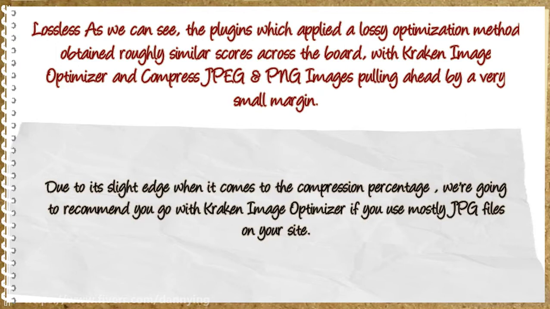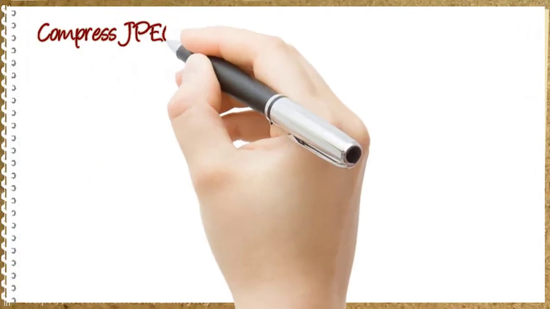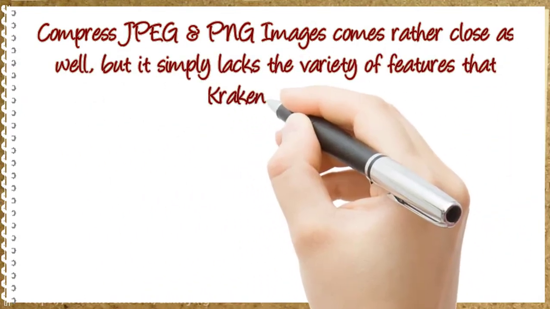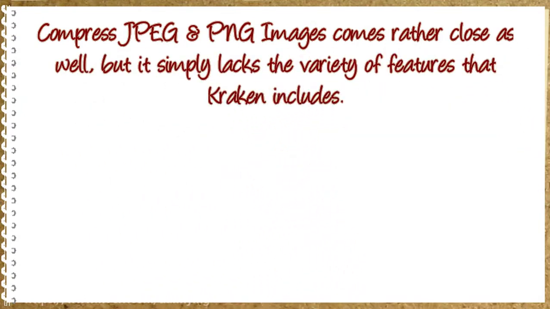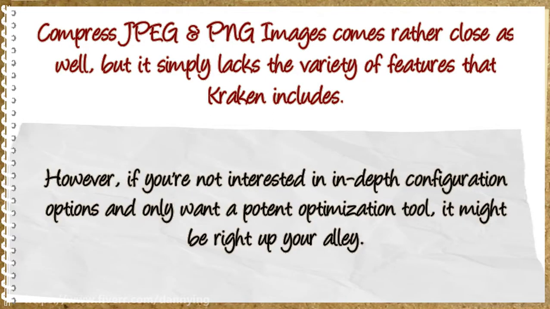We're going to recommend you go with Kraken Image Optimizer if you use mostly JPG files on your site. Compress JPEG and PNG images comes rather close as well, but it simply lacks the variety of features that Kraken includes. However, if you're not interested in in-depth configuration options and only want a potent optimization tool, it might be right up your alley.